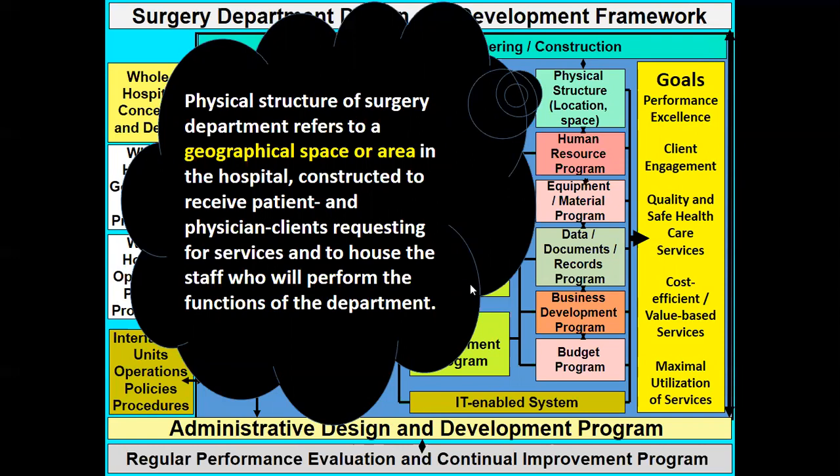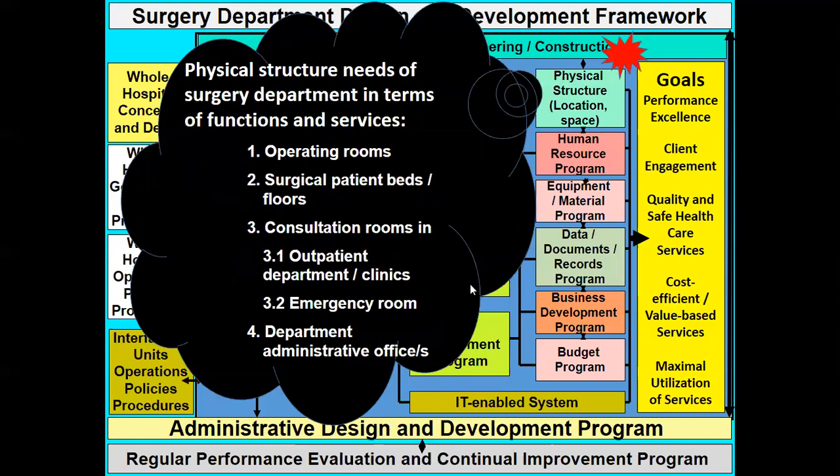Physical structure. Physical structure of the surgery department refers to a geographical space or area in the hospital constructed to receive patient and physician clients requesting services and to house the staff who will perform the functions of the department. Physical structure needs of the surgery department, as dictated by functions and services, include the following: operating rooms, surgical patient beds or floors, consultation rooms in the outpatient department or clinics, emergency room, and department administrative office or offices.